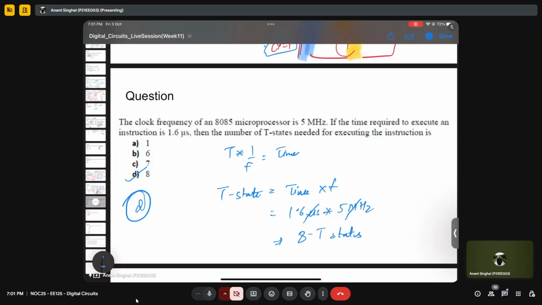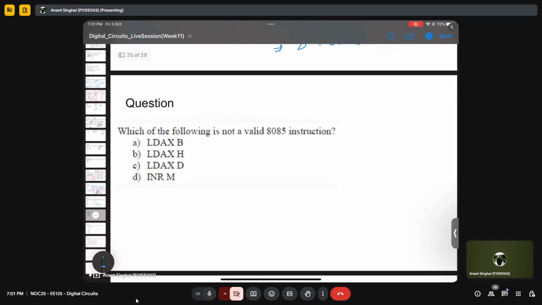Okay, let's move ahead. So it says which of the following is not a valid 8085 instruction. Take again 2-3 minutes and let me know the answer in the chat box. Option C. Okay, so I've got one answer as C, so I'll maybe wait for 1 more minute and then I'll try to solve it.